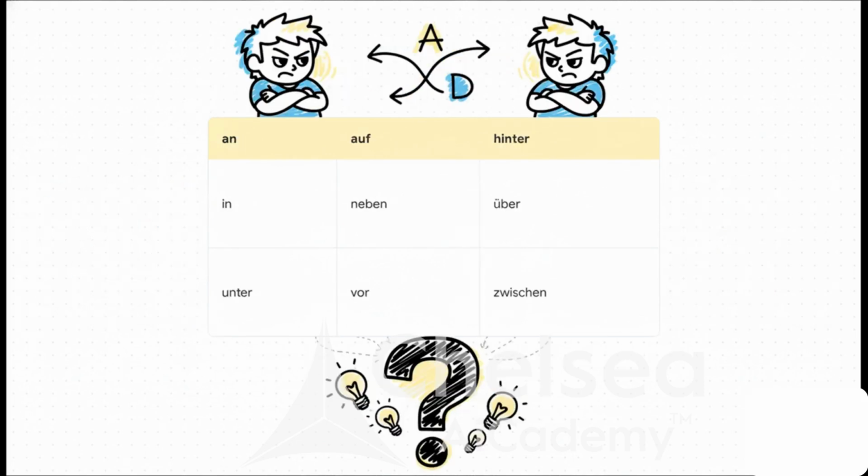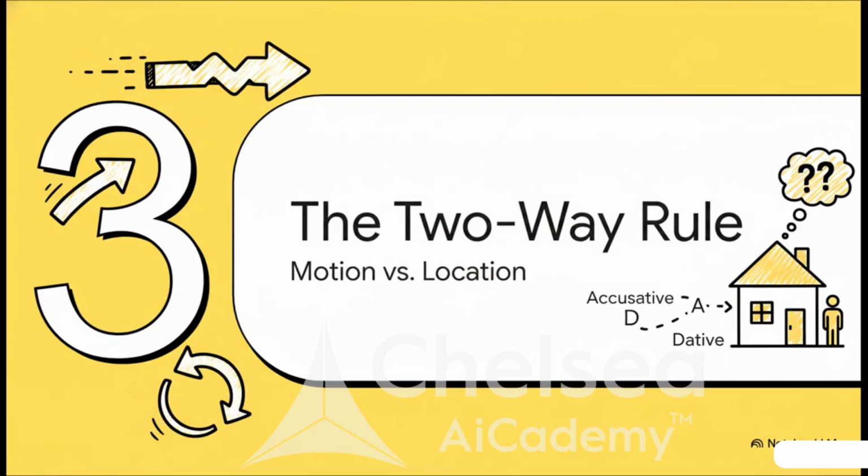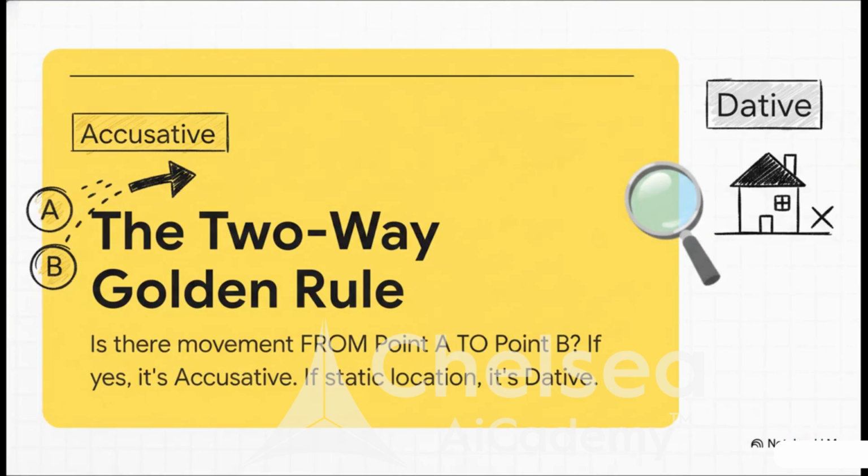And then we have the troublemakers, the 2-way prepositions. These are the tricky ones because they can be followed by either accusative or dative. This is where most of us get stuck. But don't worry, there's one simple question that solves the whole mystery. And that brings us to the real heart of the system. For any of those 2-way prepositions, you just have to ask yourself one single question to know exactly which case to use. Here it is, the golden rule.